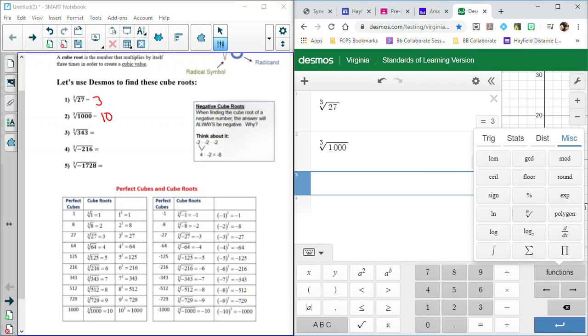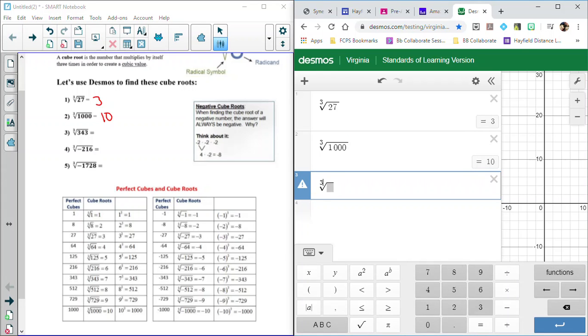So I'm going to come here, 3 there, and then 343, and we get 7. Now, number 4 and 5, we're going to know something a little bit different about those two. They both have negatives underneath.